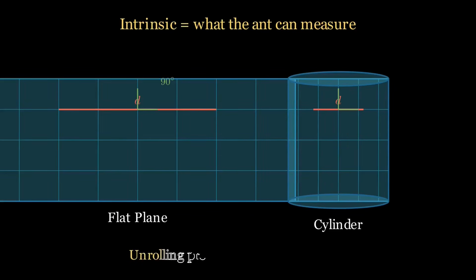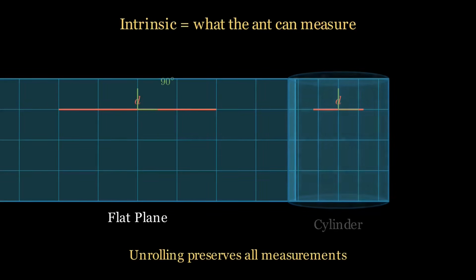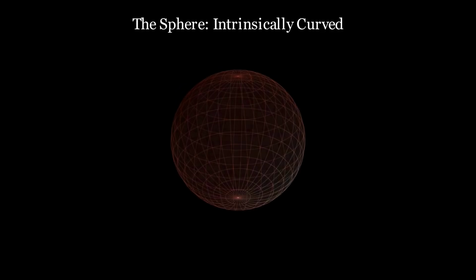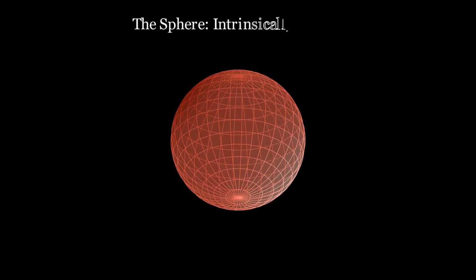Now contrast this with a sphere. Try to flatten a sphere and you inevitably get distortion. Areas stretch, angles change. No matter how you map it, the surface resists becoming flat. The ant on a sphere can detect this curvature through parallel transport or triangle angle sums. The Gaussian curvature captures this intrinsic property.